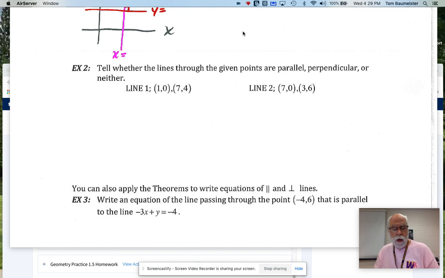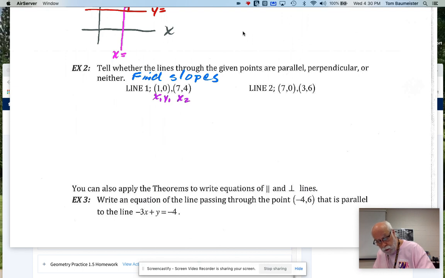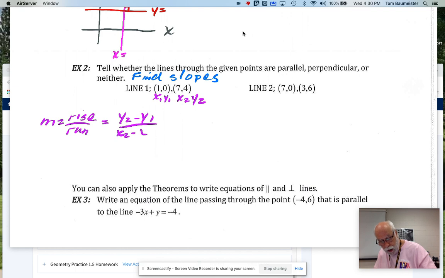So, a couple of examples. Example 2: tell whether the lines through the given points are parallel, perpendicular, or neither. What we have to do is find the slopes. When I'm finding my slopes, I'm going to call the points x1, y1, x2, y2. Our slope is rise over run, which would be y2 minus y1. That's our rise, going up and down. And our run will be x2 minus x1.